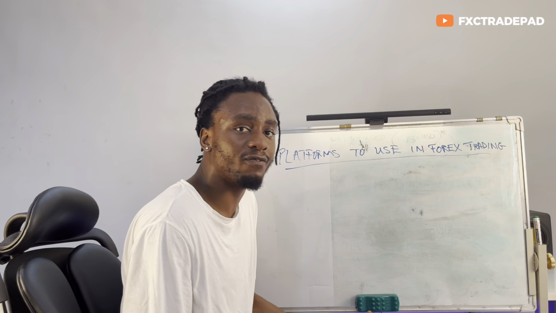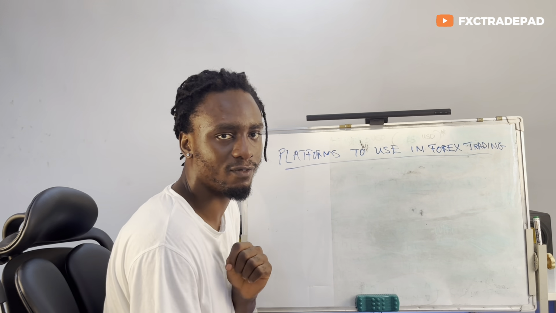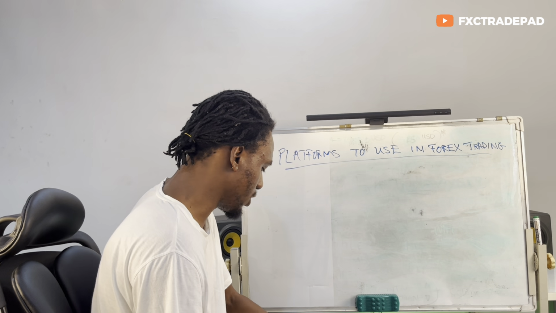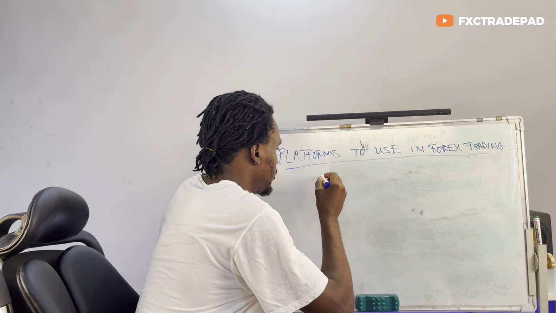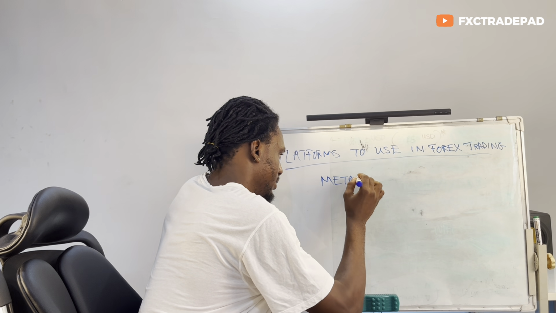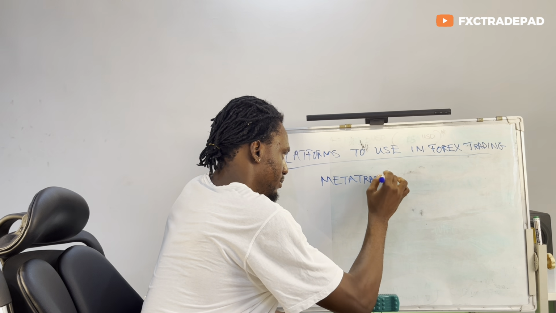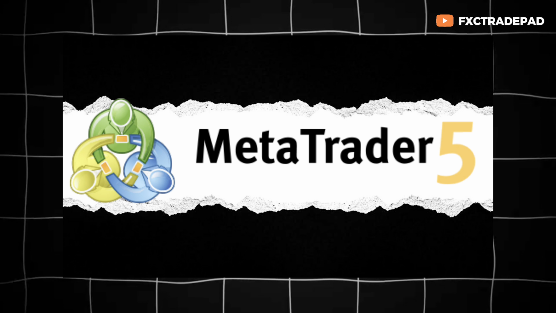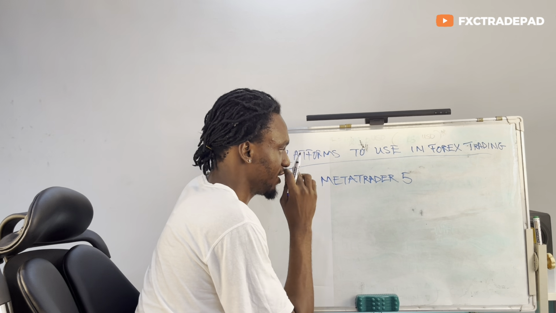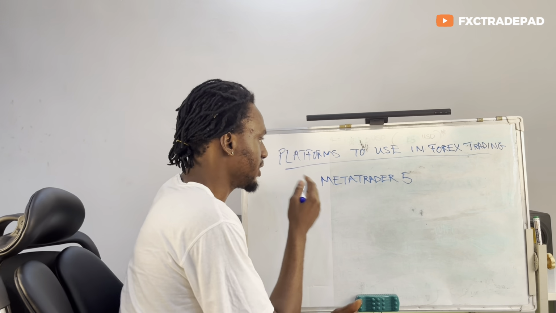Platforms to use in forex trading. We have 4 platforms that we use, so I'll be listing them one after the other. First, we'll use what we'll call MetaTrader 5. We have MetaTrader 4, but the one we'll be focusing on is MetaTrader 5, which is the latest version, and it makes more sense, very easy to use. So we'll be talking about MetaTrader 5.